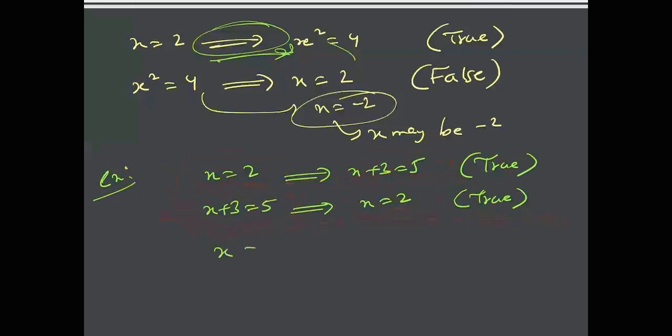So then I can write that x is equals to 2 if and only if x plus 3 is equals to 5. The double implication means both the statements are true. That is, x is equals to 2 implies x plus 3 is equals to 5, and x plus 3 is equals to 5 implies x is equals to 2.